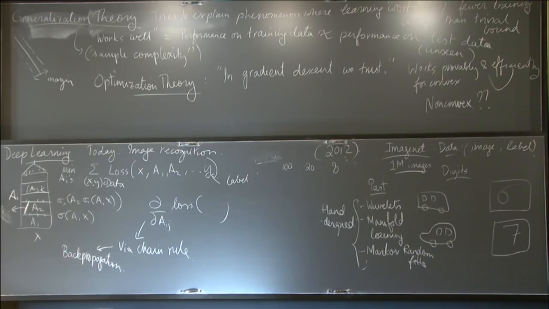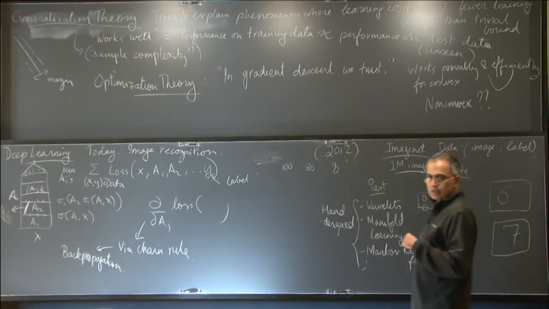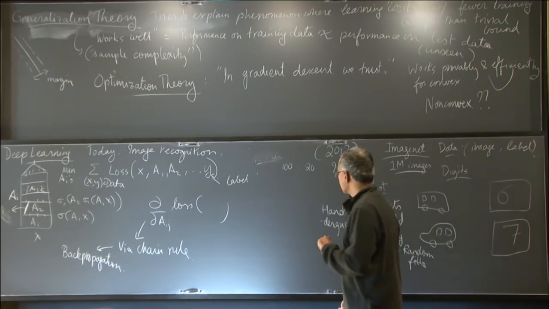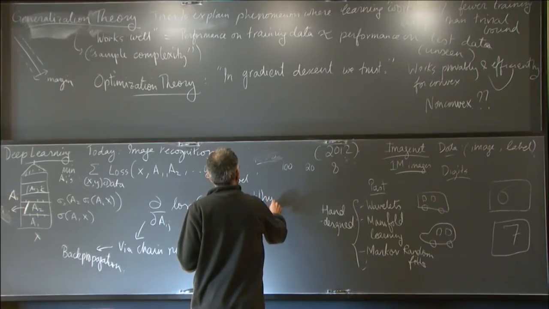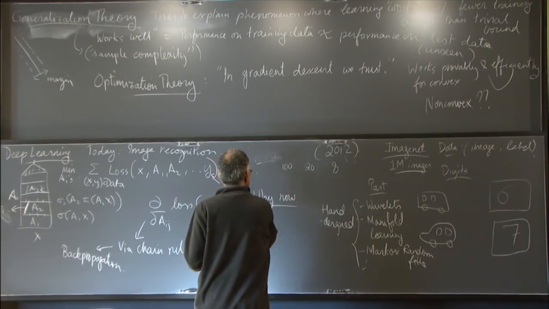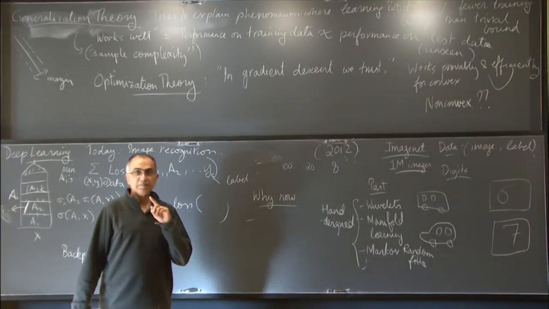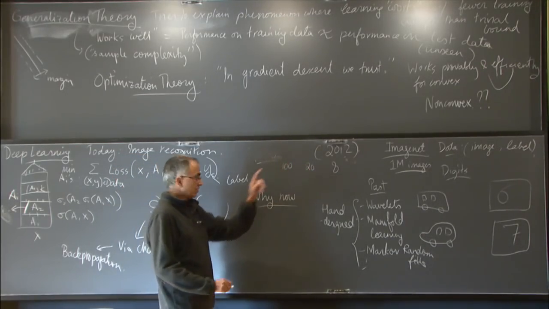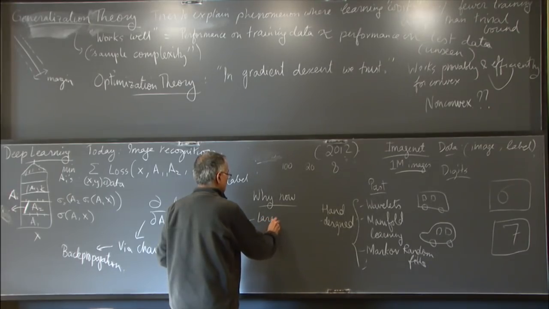So backpropagation was already known. What changed in this paper? So why now? The biggest thing that changed was the availability of the data set, a large data set.